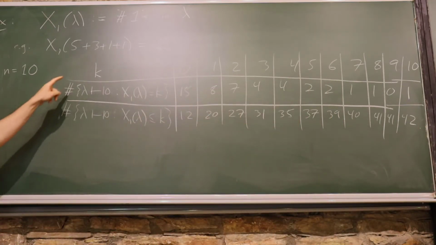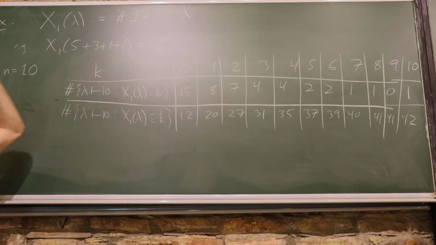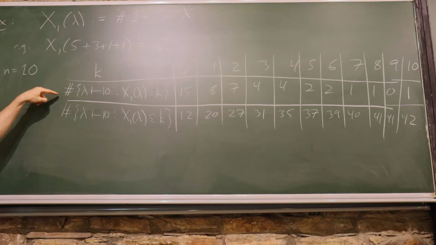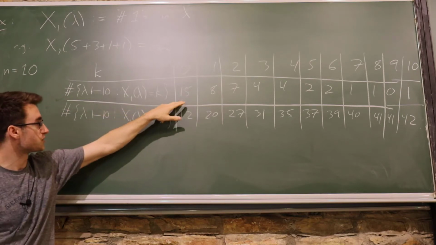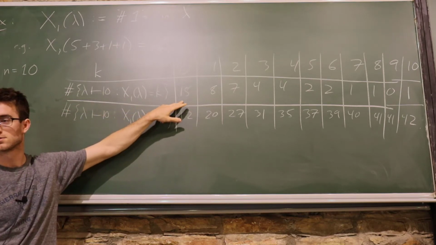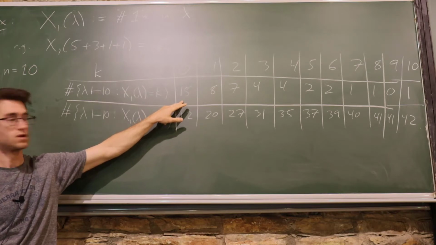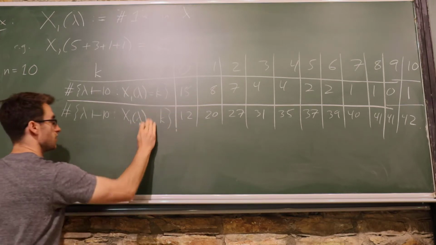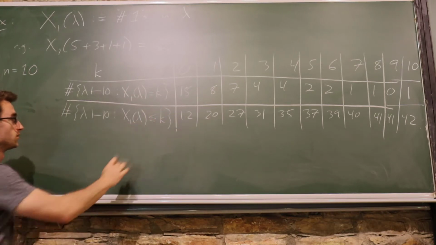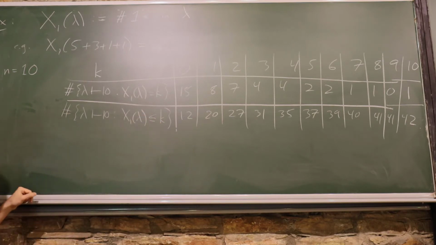The first column is your k, corresponding to k equals 0. What's different for that? So this is the number of partitions of 10 with 0 ones. And downstairs is this inequality. So number of partitions of, oh, you're right, they should be the same, shouldn't they?